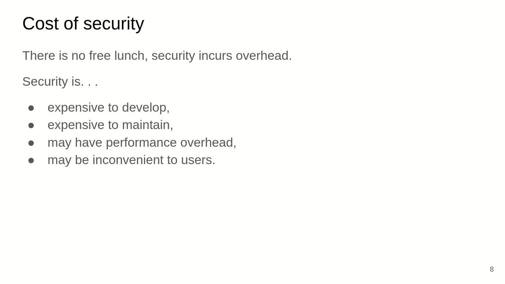May have performance overhead due to additional computation, due to additional storage requirements and whatnot, and may also be inconvenient to users, right? So this all comes at an additional cost. And we have to reason if the cost is actually worth it.